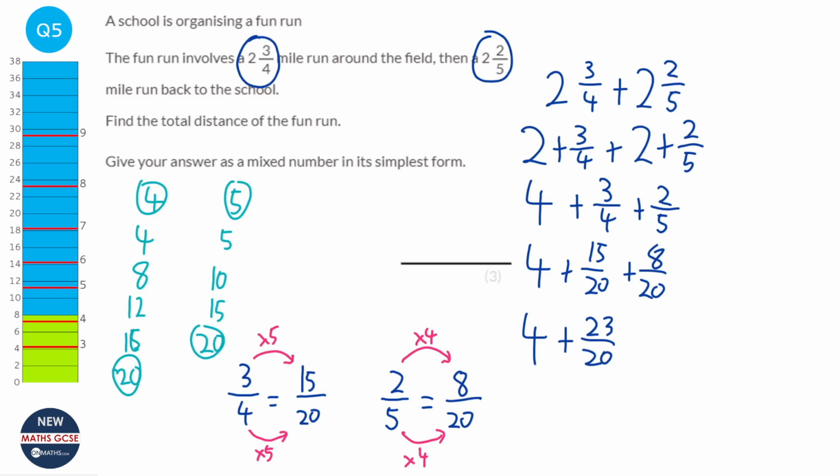Now that is a top-heavy fraction, so we can rewrite that as 1 and 3/20. And we can add the 4 and the 1 together to make 5 and 3/20. So the answer is 5 and 3/20.